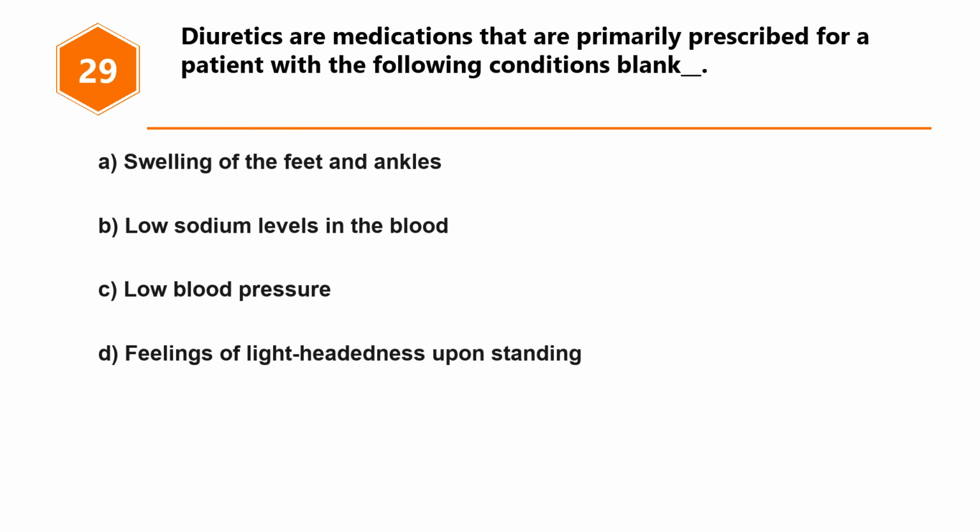Question 29. Diuretics are medications that are primarily prescribed for a patient with the following conditions: Option A. Swelling of the feet and ankles. Option B. Low sodium levels in the blood. Option C. Low blood pressure. Option D. Feelings of lightheadedness upon standing.